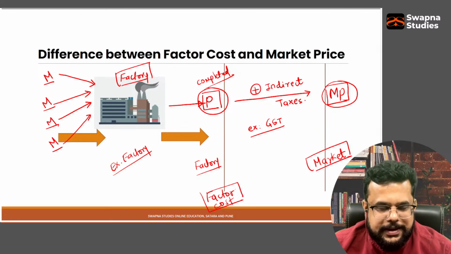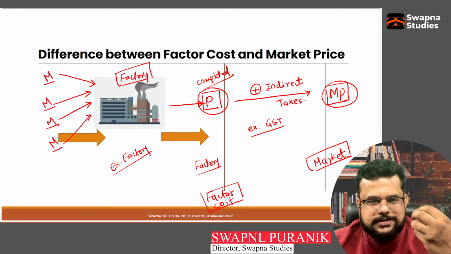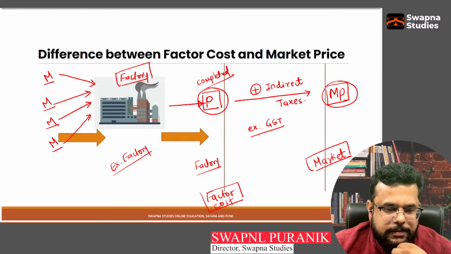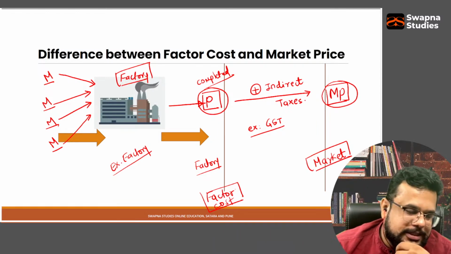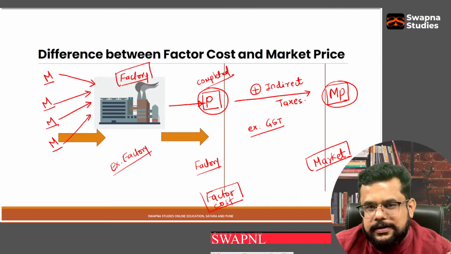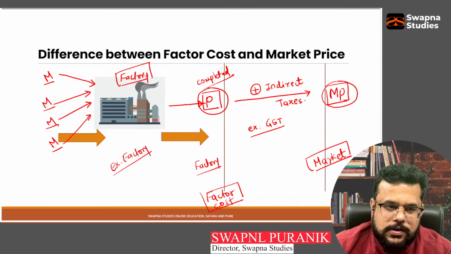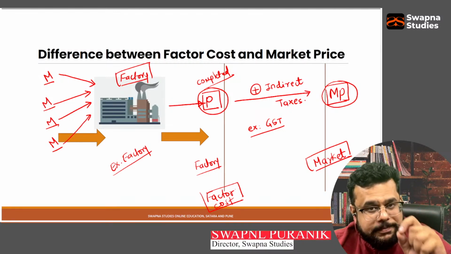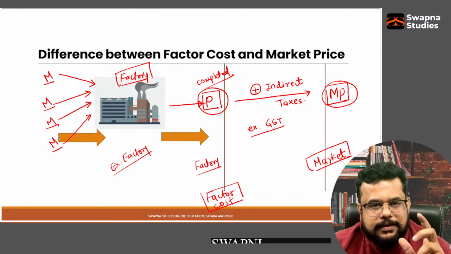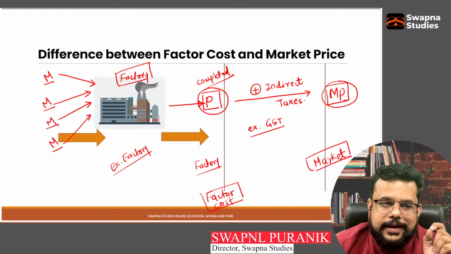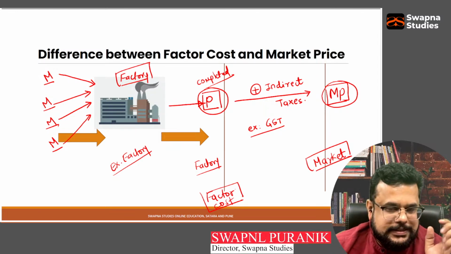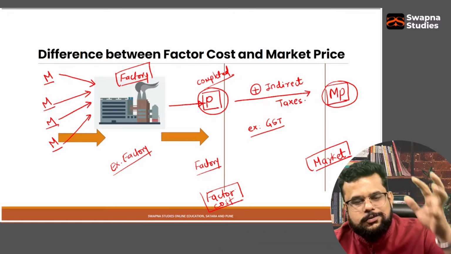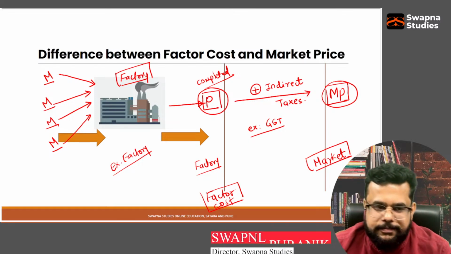You may have purchased Maggi noodles. आपने Maggi noodles खरीदे होंगे, आपने पनीर का पैकेट खरीदा होगा, आपने ब्रेड का पैकेट खरीदा होगा। हर पैकेट पे आपको लिखा होता है द MRP, मैक्सिमम रिटेल प्राइस, एंड ब्रैकेट में लिखा होता है इंक्लूसिव ऑफ ऑल द टैक्सेस. Okay, so whenever all the taxes are added to the factor cost, we get market price.